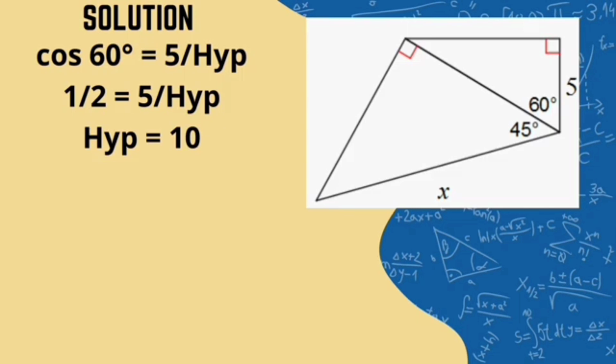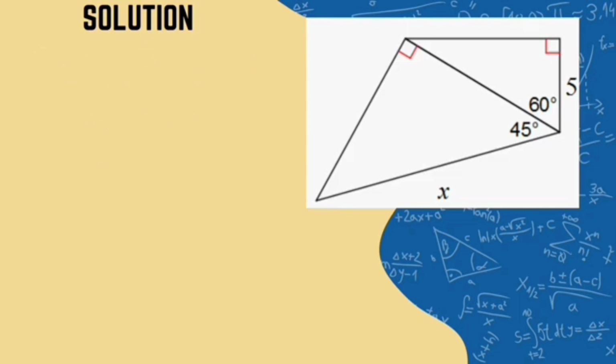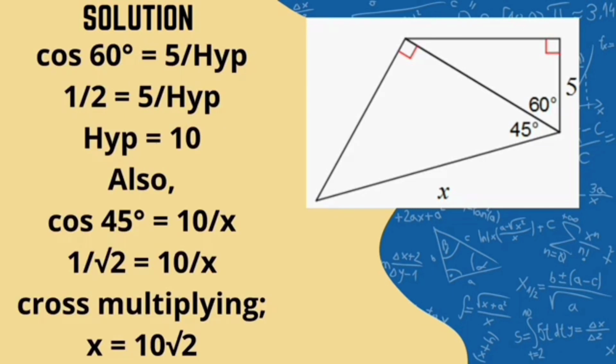Now let us move to the big right-angled triangle having 45 degrees. Here the hypotenuse of the small right-angled triangle becomes the adjacent of 45 degrees in the big right-angled triangle. Cosine 45 degrees becomes 10 over X, representing the adjacent side divided by the hypotenuse. Since cosine 45 is 1 over √2, cross multiplying will give us X is equal to 10√2.